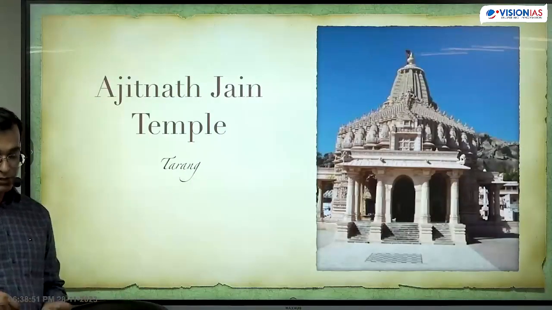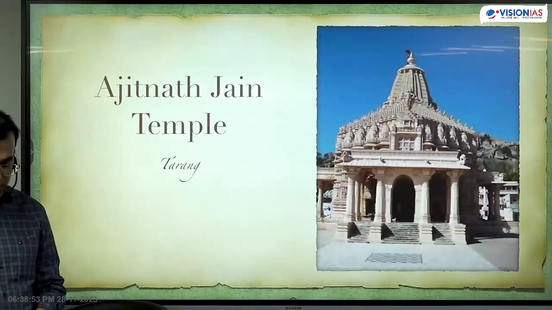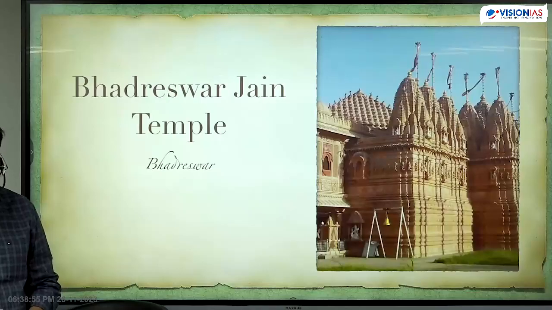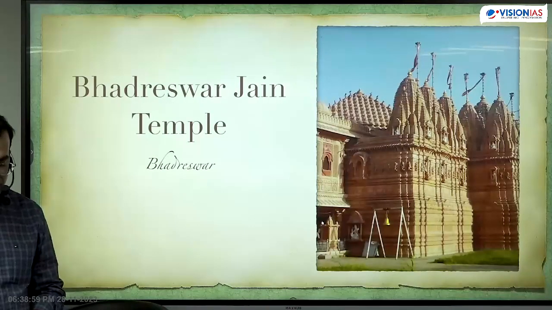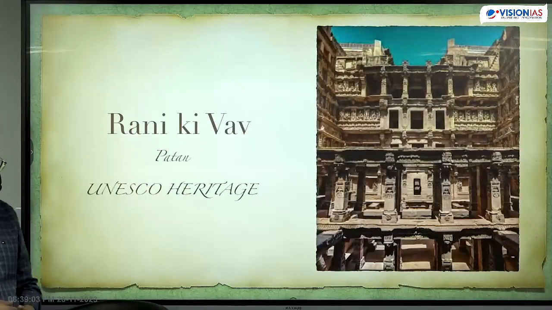Ajit Nath Jain temple of Taranga. This is also in Rajasthan. And the Bhadreshwar Jain temple. It's also a very beautiful temple. As far as the stone color is concerned, it is one of the unique. And Rani Ki Vav. This is in Patan, and it is a UNESCO heritage place.